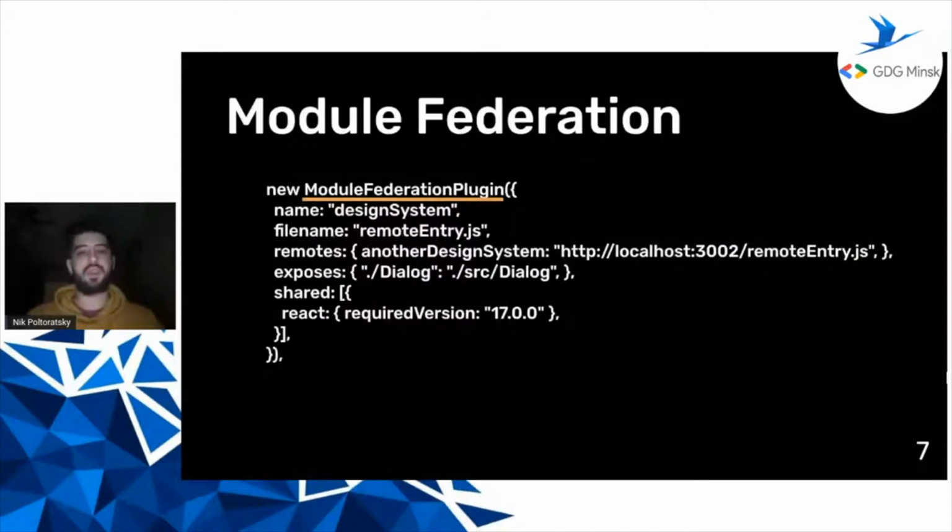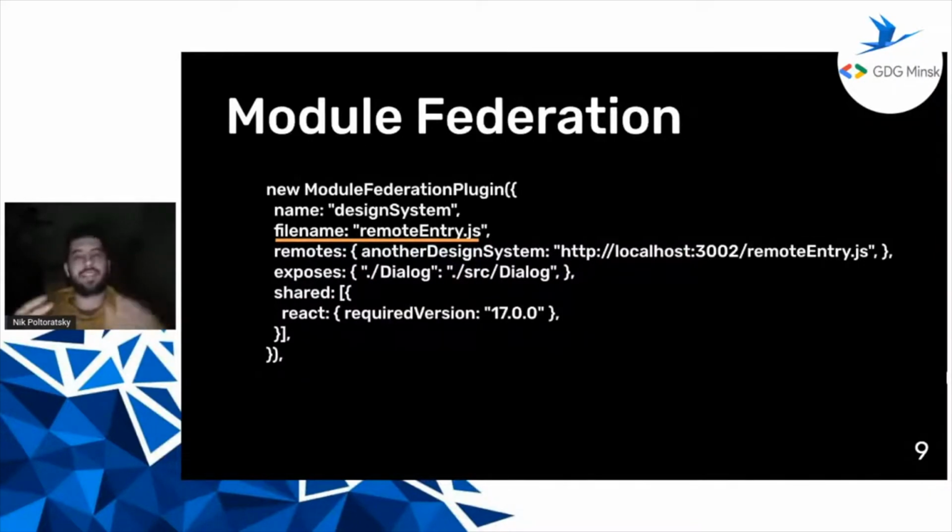Great. And we are telling that this current application name will be design system. That means that it will be imported in other applications under this name. Okay, and the file name remoteEntry means that we'll build our remote entry from our current application to this specific file, and then another application will be able to load our application's exposed modules through this remote entry file.